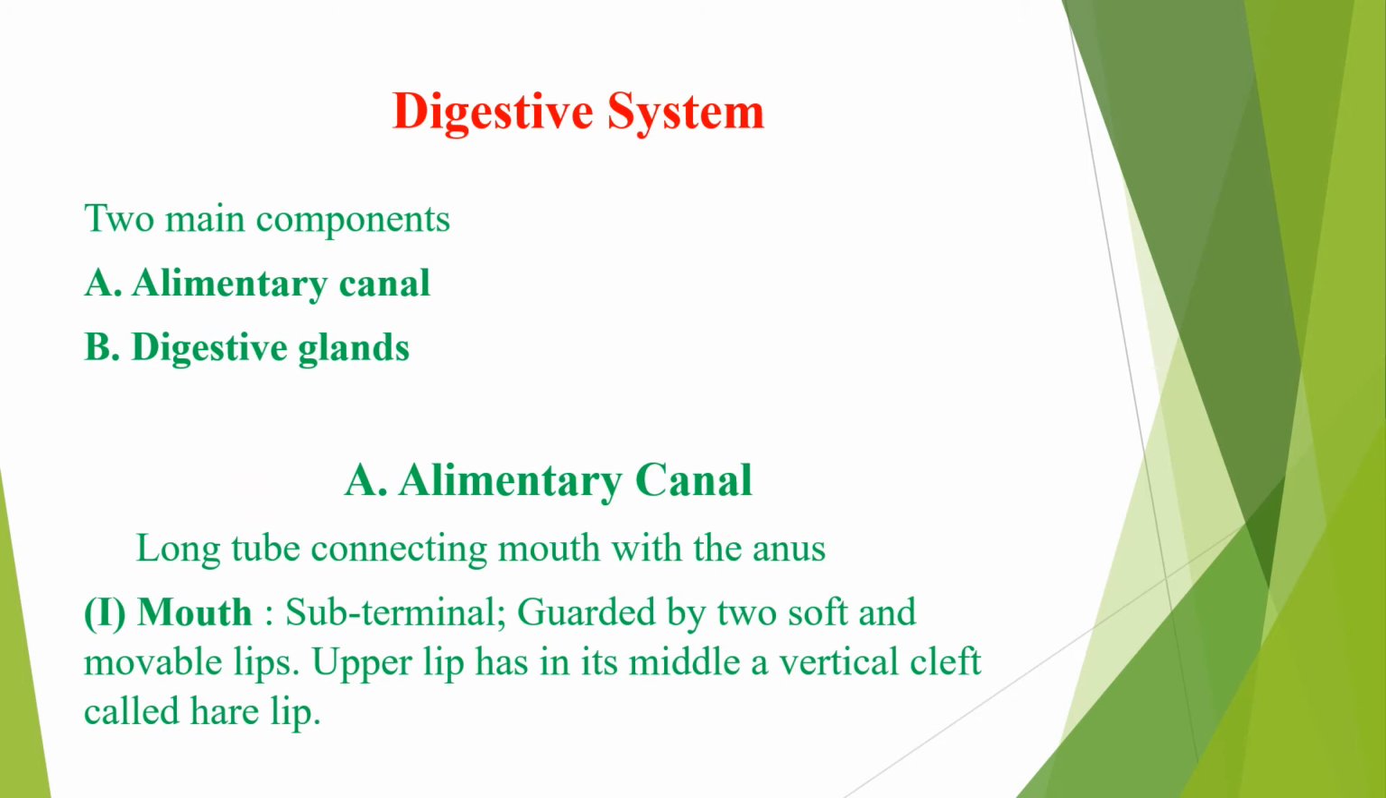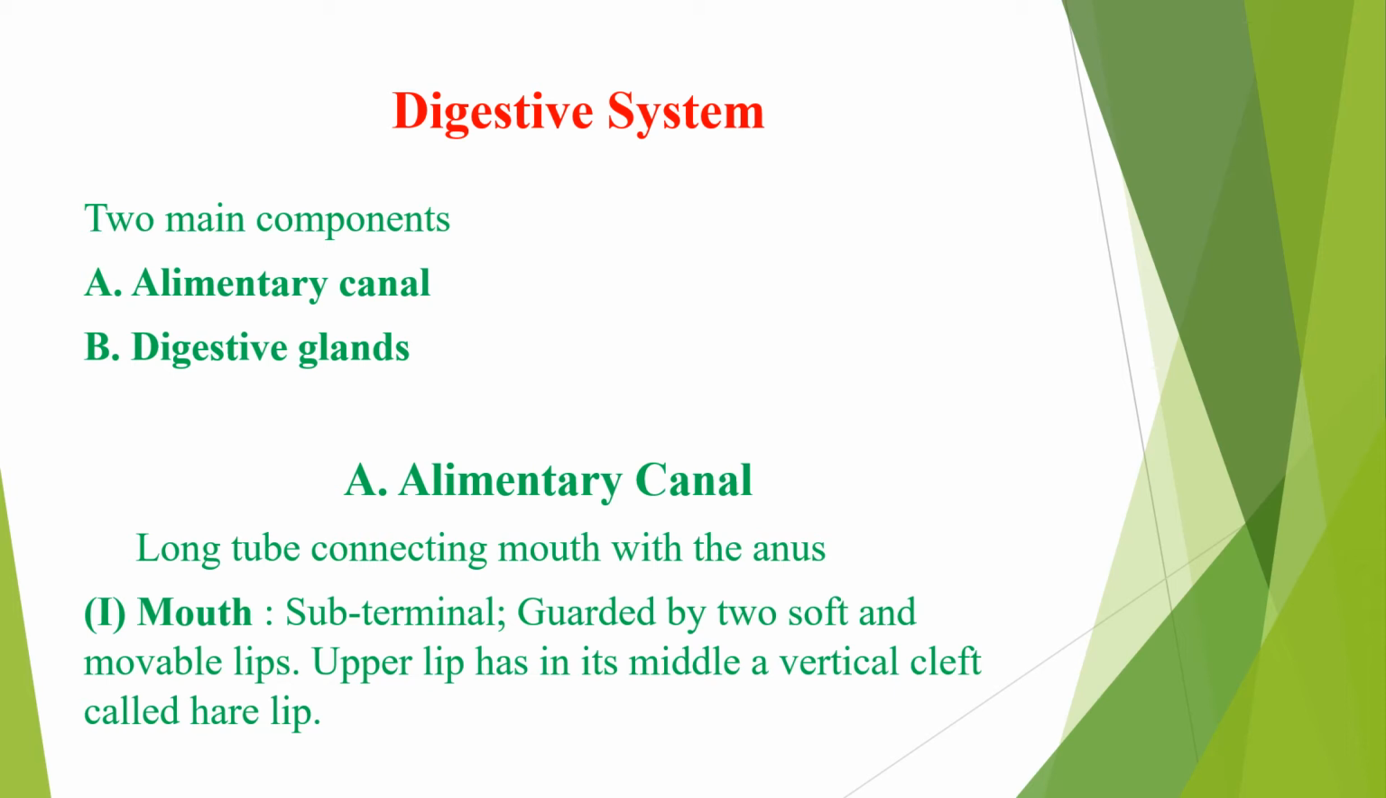Now we will discuss the digestive system of the rat. Digestive system of rat comprises of two parts, alimentary canal and digestive glands. First of all, we will study alimentary canal. Alimentary canal is a long tube which connects mouth with the anus, and it is complete in case of rat.